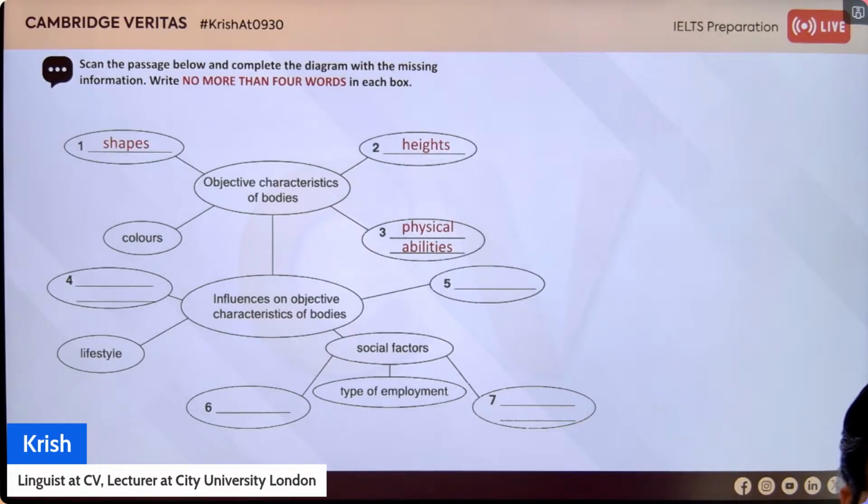Okay, so the first one, number 4, is genes. Yes, or genetic differences. Yes, that's right. You can't write more than 4 words. If you write genetic differences, that is also correct. What's number 5? What is the other influence, number 5, on objective characteristics of the body?